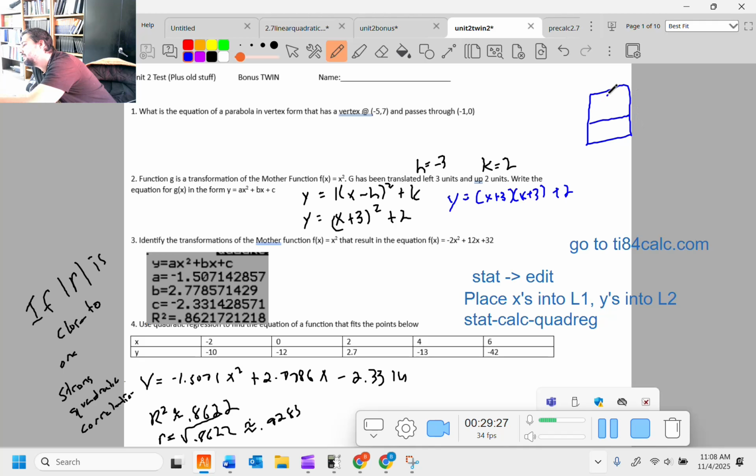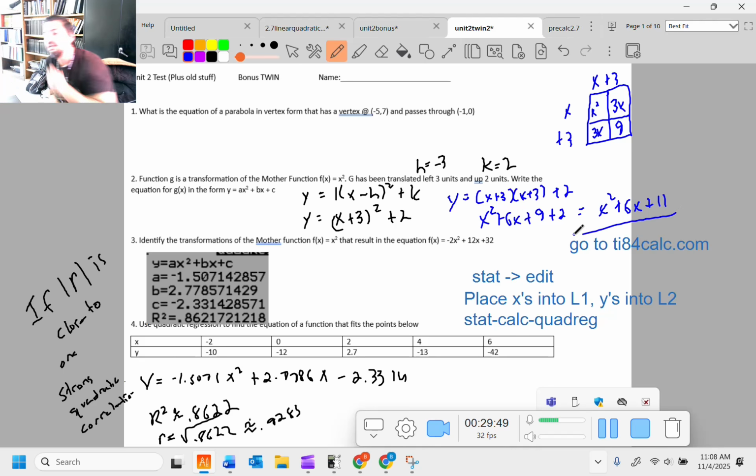A lot of y'all are box kids. You don't have to do the box. There's nothing wrong with the box. I kind of like the box. Some kids are before the box. X times x is x squared. X times 3 is 3x. X times 3 is 3x. 3 times 3 is 9. This piece creates x squared plus 6x plus 9. And you still have to add the 2. And last I checked, 9 and 2, when added together, made 11. And that is the standard form.